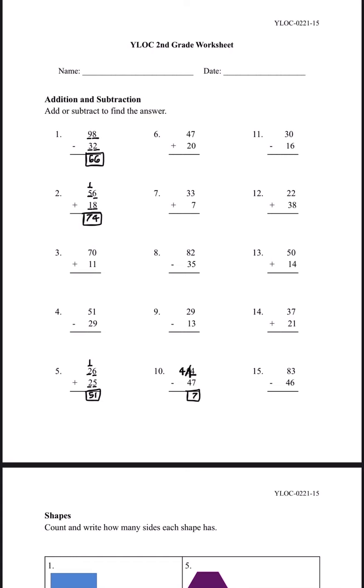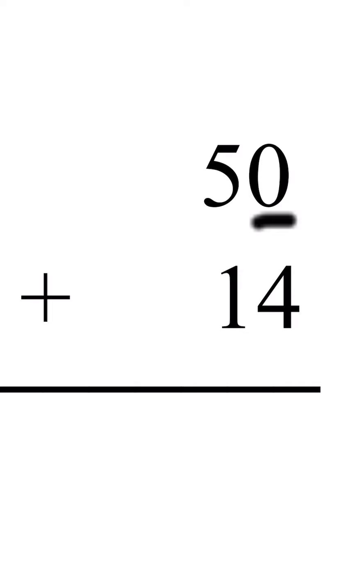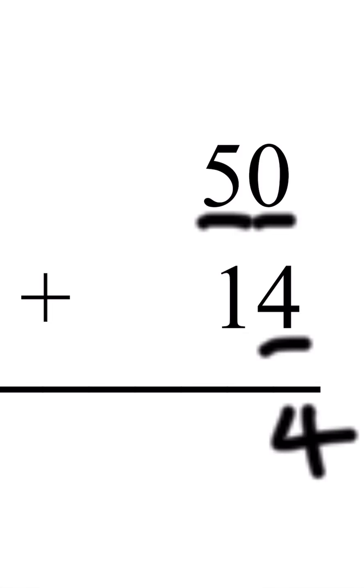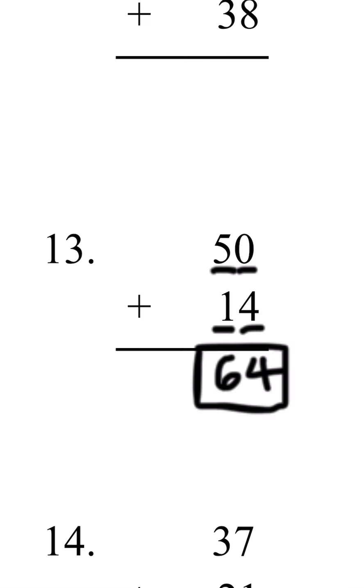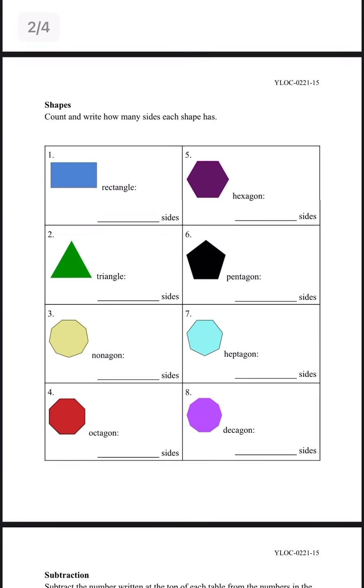Let's look at number 13. 0 minus 4 is 4, and 5 minus 1 is 6. So 64 is the answer for number 13. Let's move on to the next page. For this part, we have shapes, and we need to count and write how many sides each shape has.